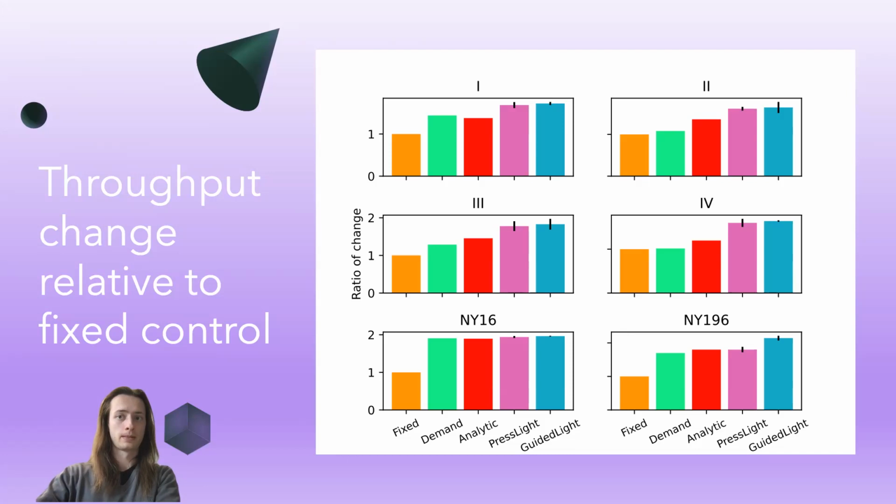And we can see that everything performs better than fixed scheduling. Then analytic and demand are usually somewhat similar, and they're outperformed by the 2 machine learning methods, guided light and press light. And of the 2, guided light is a bit better and significantly better in the biggest, most complex New York City 196 scenario.